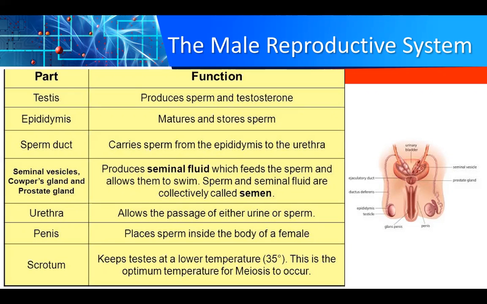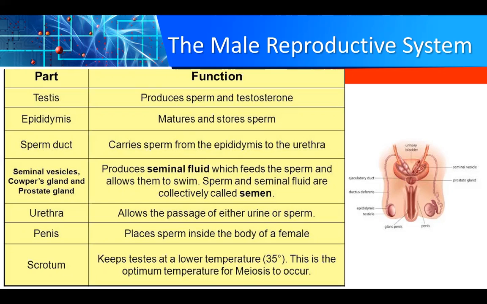The scrotum holds the testes away from the rest of the body. This distance keeps the testes about 2 degrees Celsius to 3 degrees Celsius cooler. Okay? The cooler temperature is important because sperm cannot develop properly at 37 degrees Celsius.